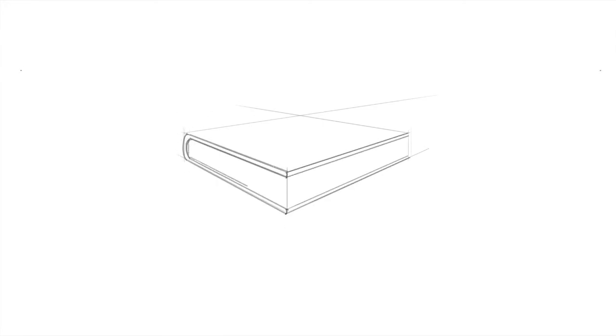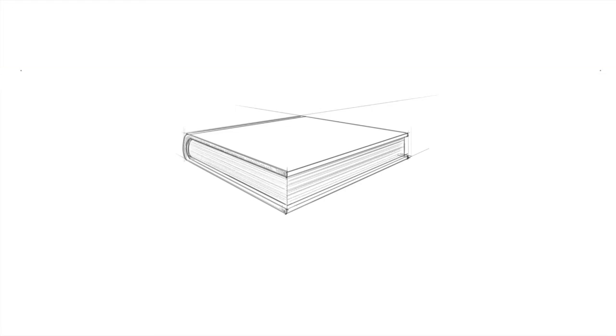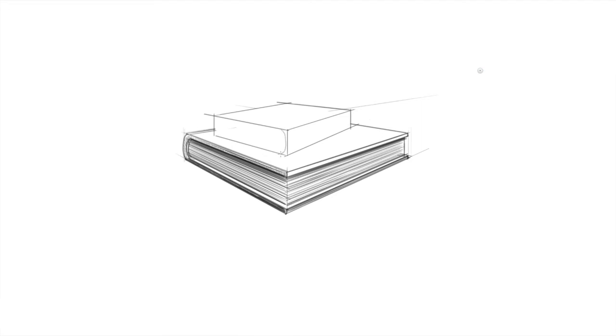All right, let's move on to different objects. Here I'm going to draw two books. I'll begin by establishing the basic shape in two-point perspective. And within that shape, I'll start adding details like the spine and the pages. I'll sketch in another book on top of this one, but notice I've changed the vanishing points on the horizon line, so the books are at different angles.